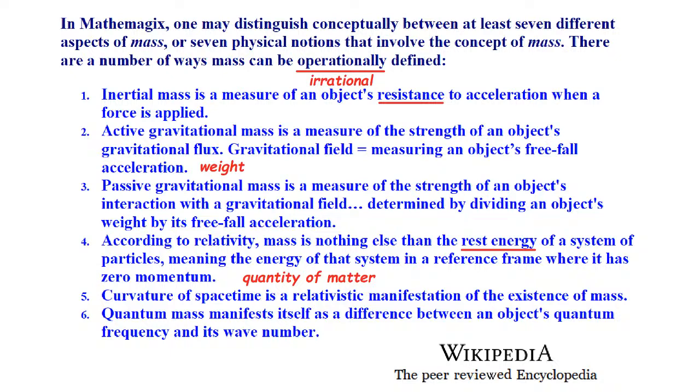Okay, and here we have the definitions from Wikipedia. It says there's at least 7 different aspects of mass. Okay, 7 physical notions that involve the concept of mass. And there you see a few of them. And one of the problems is they try to define it operationally. And operational and functional definitions are irrational.